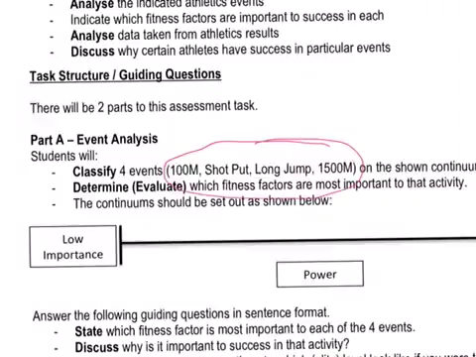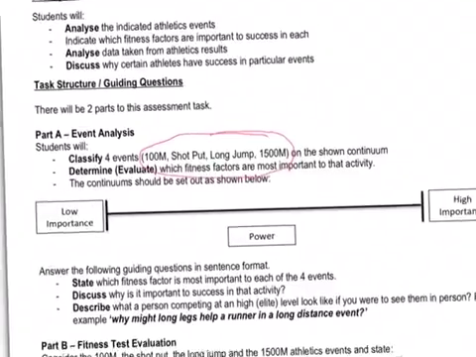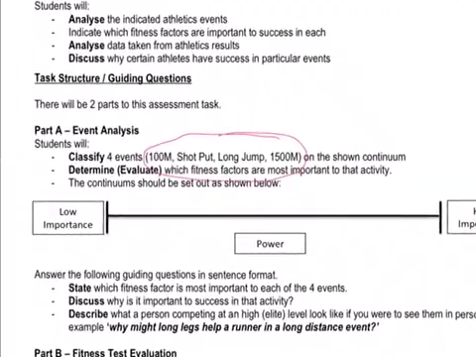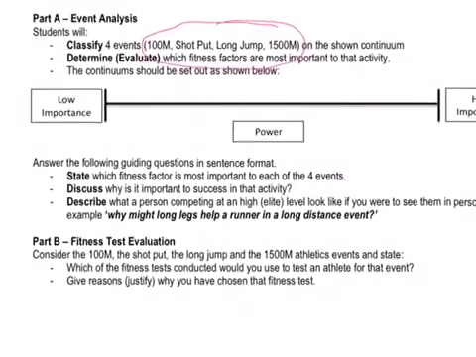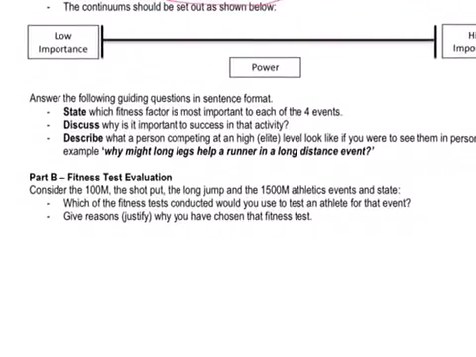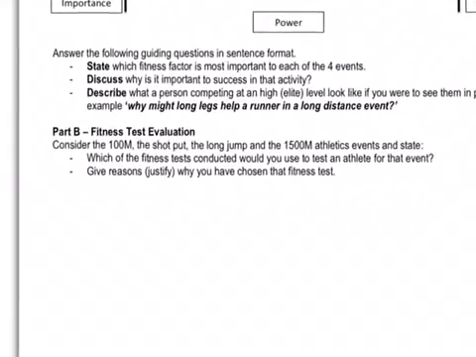You're going to do a few different things in this task. You're going to be classifying the events and determining which fitness components or which fitness factors are most important in those 4 events. You're going to be analysing the athletes who compete in those events, and it's going to be Olympic, elite level athletes that you're going to be analysing. And finally, you're going to select some fitness tests and tell me which fitness test will be most appropriate to test whether an athlete is suitable for that particular event and whether they'll be particularly successful.